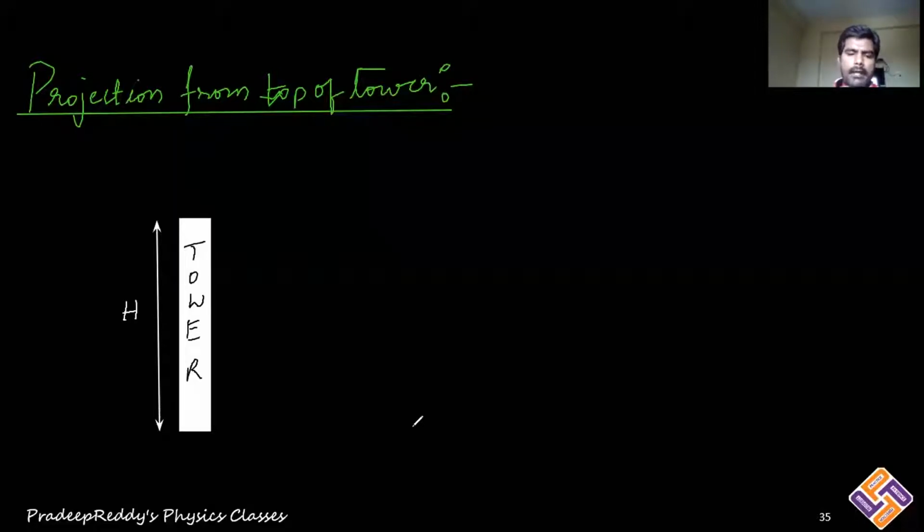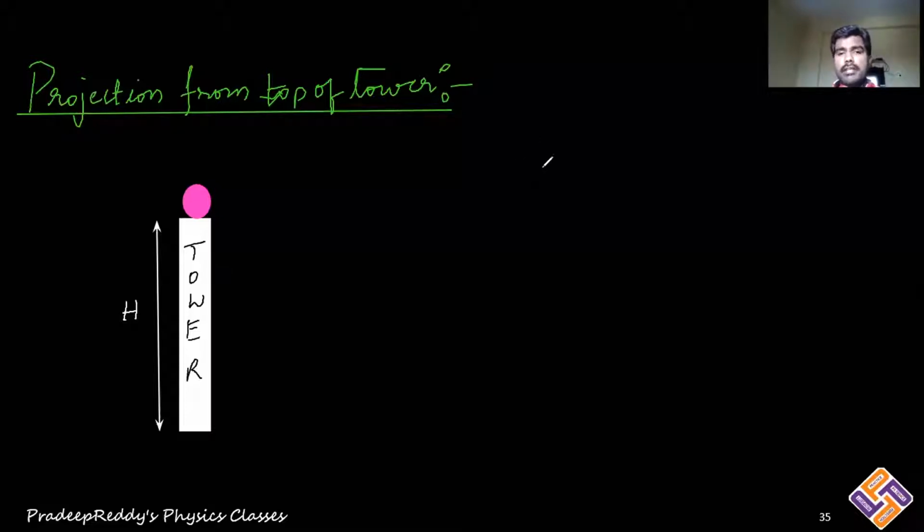Now you are throwing a body from top of the tower. Let us consider here is a ball. This ball is being projected from top of the tower. This ball is exactly at the top of the tower. Now you are projecting this body from top of the tower. It is not ground to ground projection. It is projection from top of the tower.